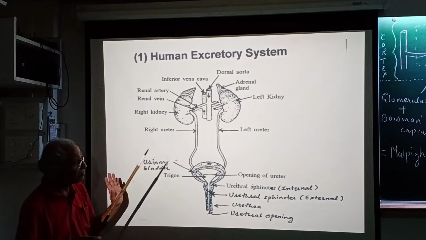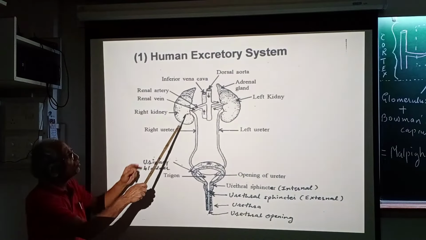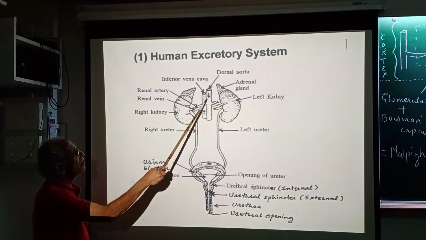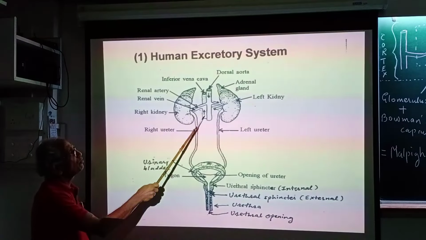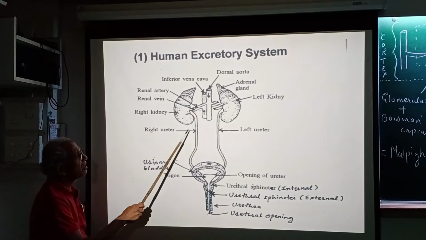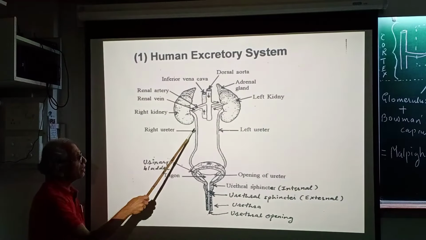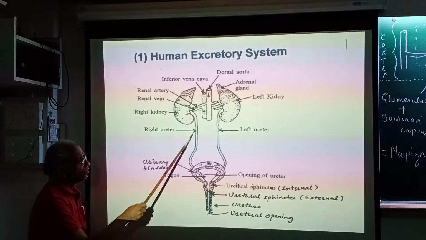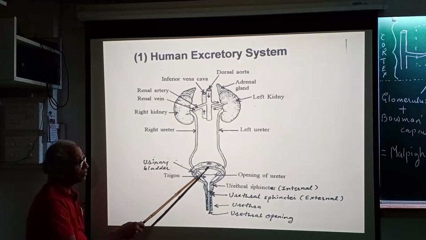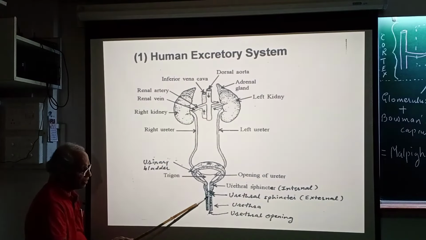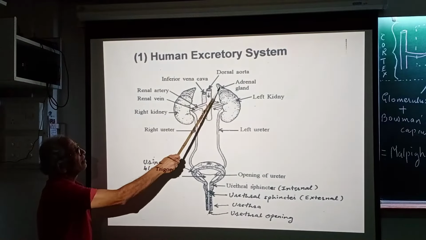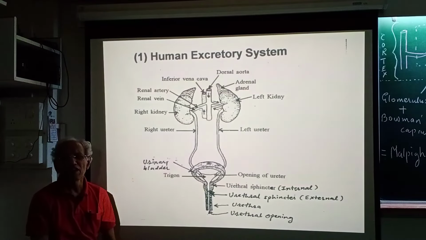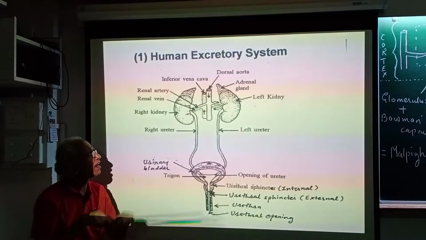I don't think this is immediately required, but you know the two kidneys, then the dorsal aorta supplying renal arteries, and renal veins joined together to form the inferior vena cava. The urine that is formed is collected by ureters. Ureters join the bladder. From the bladder there is the urethra. One interesting thing, the adrenal gland. At the top of the kidney, they always show the adrenal gland.